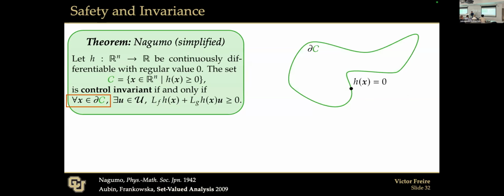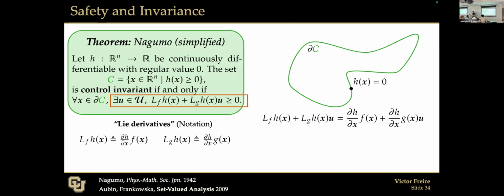Let's go slowly through that. The beginning is: for any point in the boundary of the set. That's what this partial C means, the boundary of the set, so the set of points where h of x equals 0. There has to be an input such that this condition, L_f h plus L_g h u, is greater than or equal to 0. Now, what is L_f h plus L_g h u? Those are the Lie derivatives of the function h along the vector fields f and g. Sounds complicated, but it's just notation. L_f h is the partial derivative of h times the vector field f.